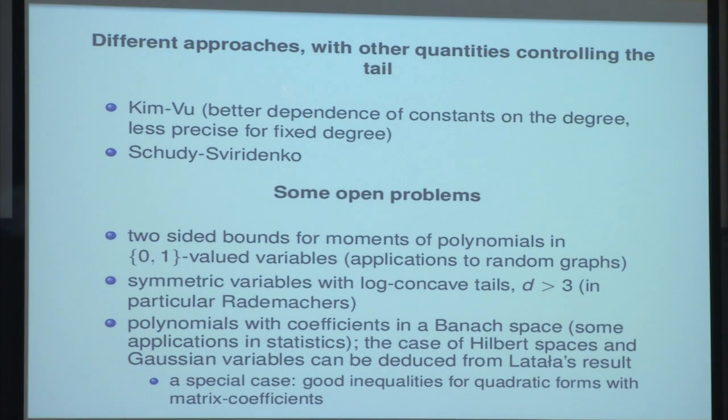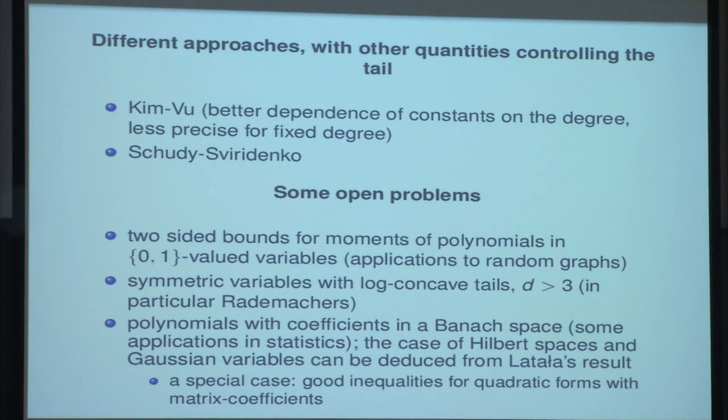So let me just mention one thing. All the inequalities I spoke about were quite sharp for fixed degree. But the constant depended on the degree, and they were really terrible. So there is a different idea, for different applications. There are inequalities by Kim and Vu and more recently by Schudy and Sviridenko. So they work better, for example, in random graph settings.